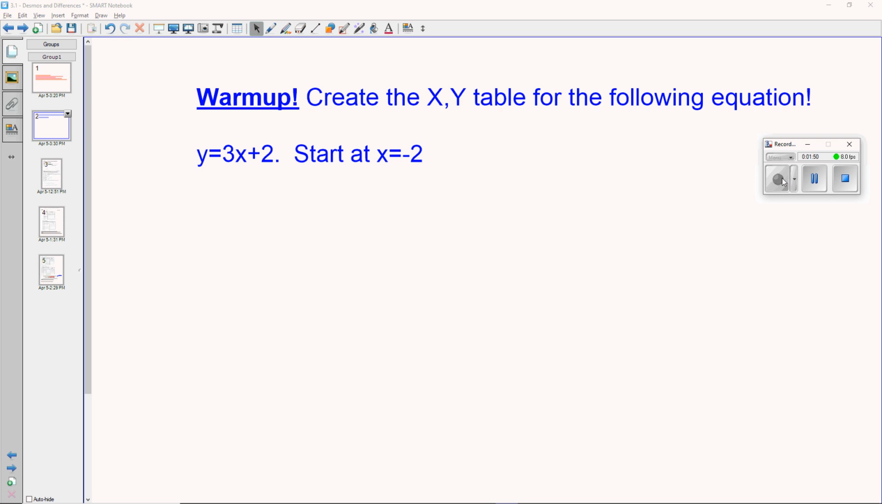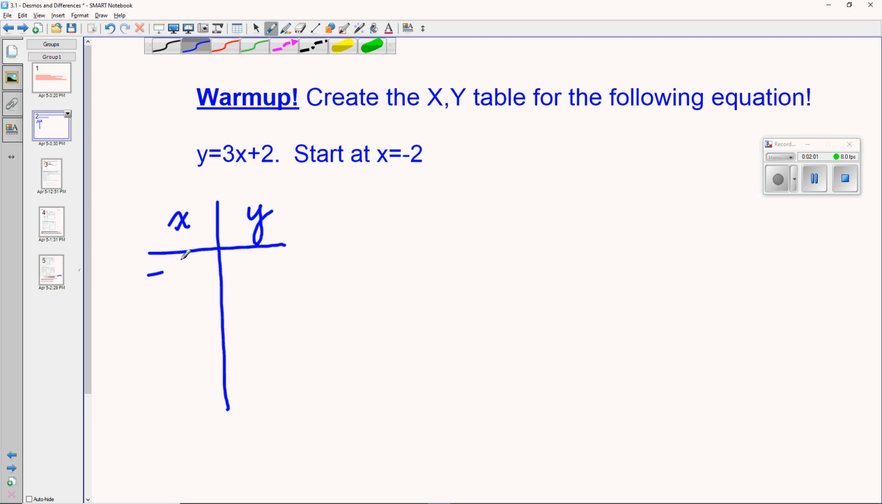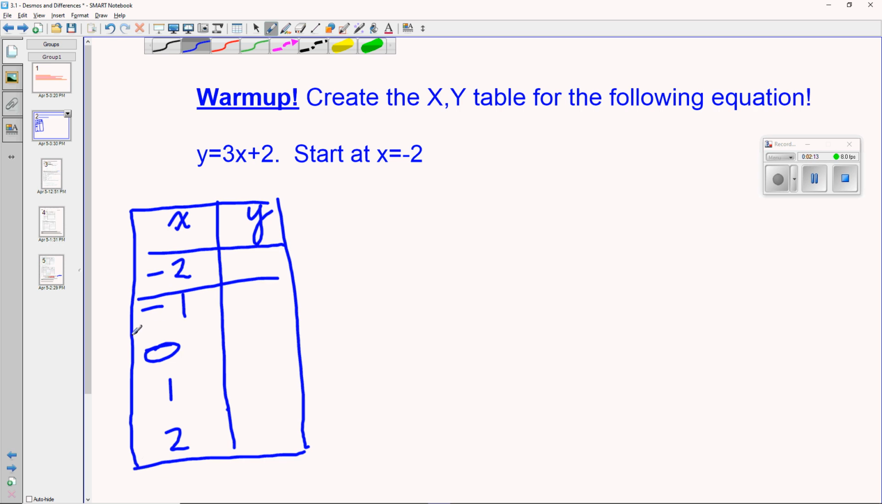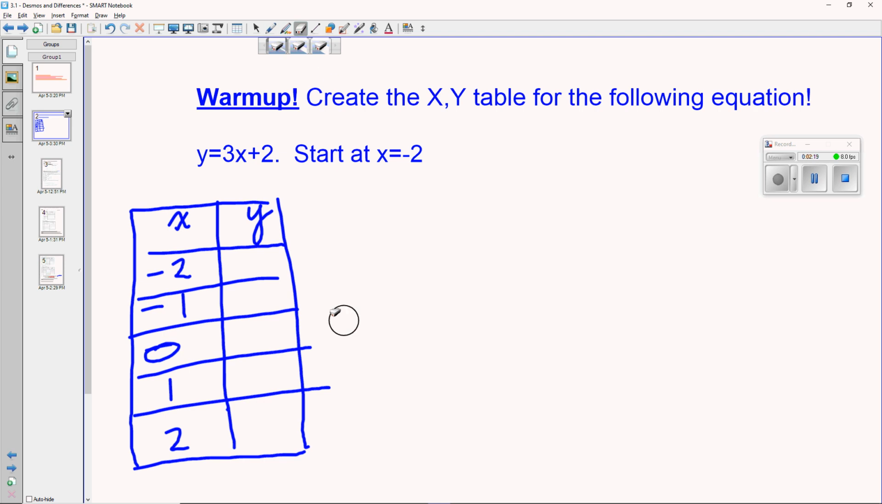Now, first of all, we're going to create our table. We're going to have x and y, and we're going to start at -2, -1, 0, 1, 2. I'm going to stop at 2 to cut down on time. Normally, we would take whatever x was on the left side and plug it into the equation, y is equal to 3x plus 2.